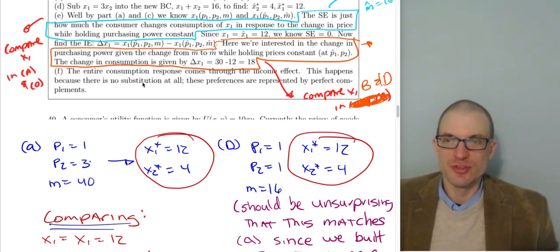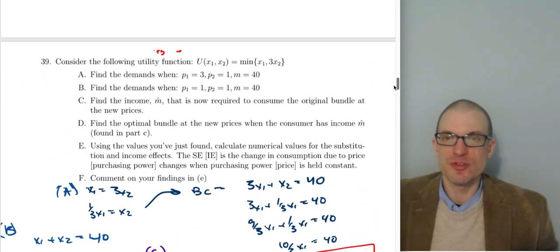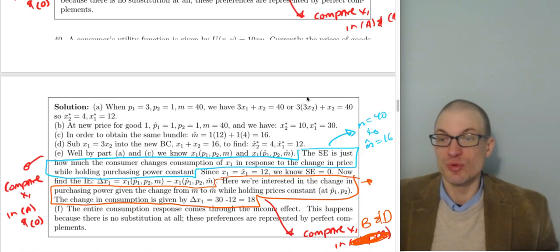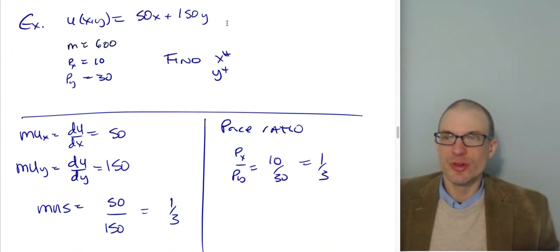This happens because there's no substitution at all. These preferences are represented by perfect complements. That's unsurprising given the preference shape, right? These are perfect complements preferences, and there's no scope for substitution with perfect complements. All right, so the next thing I want to do is look at perfect substitutes.